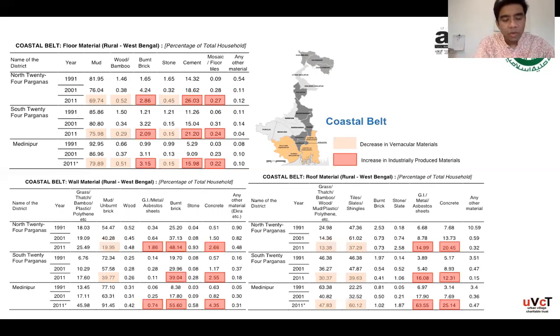The coastal belt of rural Bengal uses tiles, slates, shingles as principal roofing material. However, the last decade has witnessed a decline in its use and an increase in the use of asbestos, GI, and metal sheets and concrete. The use of concrete has increased 8 folds in Mednipur in the last 2 decades.